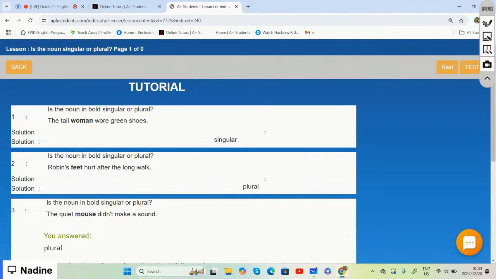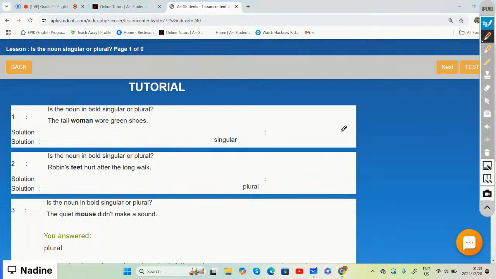All right. So now look at this word, woman. Is that word a singular word or a plural word? Does it refer to one woman, one lady, or more than one woman, more than one lady?